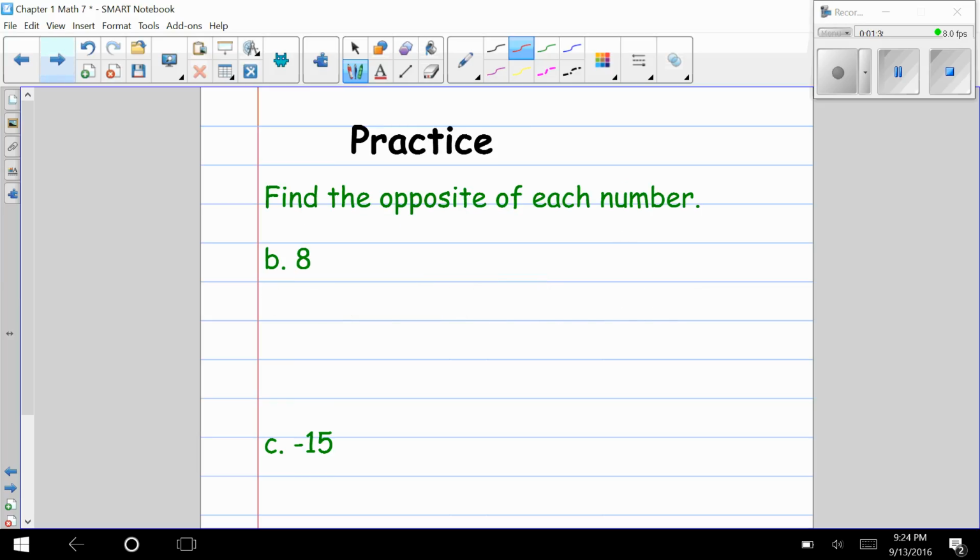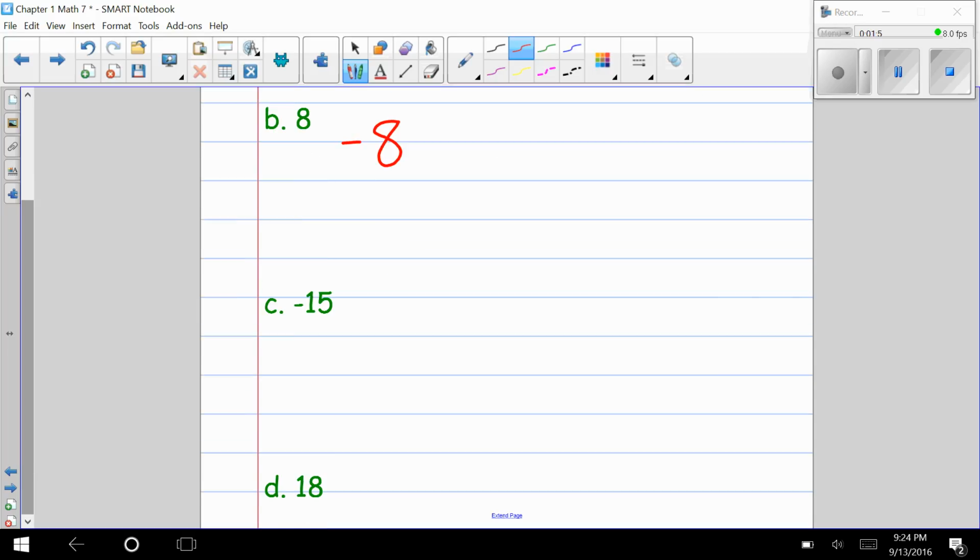So let's find the opposite of each number. Try these on your own and then watch this part. The opposite of 8 should be -8. The opposite of -15 should be 15. And the opposite of 18 should be -18.